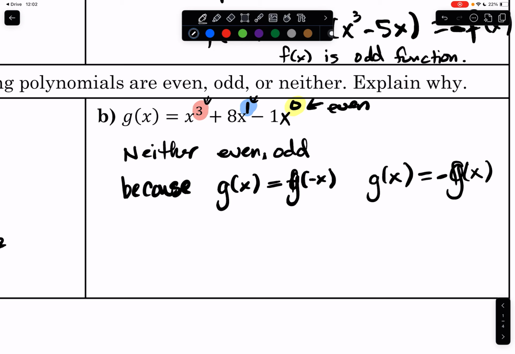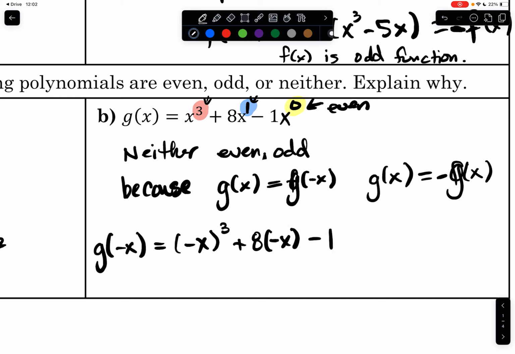And let's prove it, okay? It's a very simple way of proving it. Just replace the x with the opposite. So we'll use negative x as the notation, and we're going to get the opposite of whatever the x values that we're using. So negative x to the 3rd power plus 8 times negative x minus 1. So just like the last time, since x is going to be raised to the 3rd power, that'll be negative x to the 3rd power, and multiplying 3 negative signs together is not going to make it all positive.